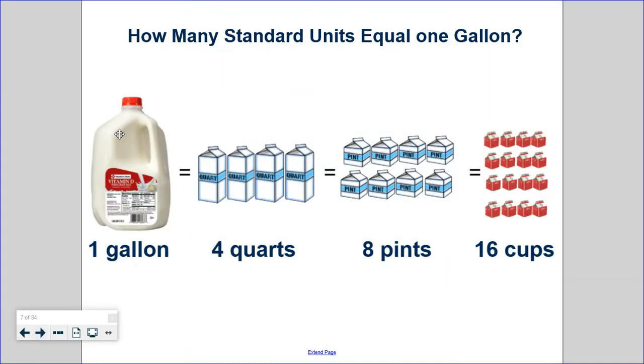Another way to look at it, 1 gallon is equal to 4 quarts, which is equal to 8 pints, which is equal to 16 cups. So that means that 1 gallon is the same as 16 cups.